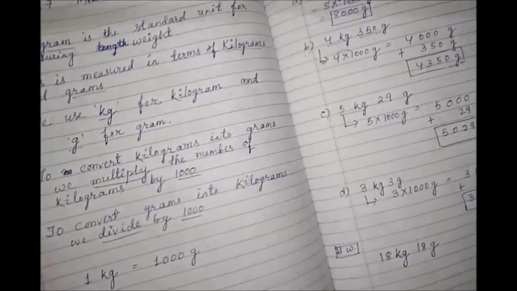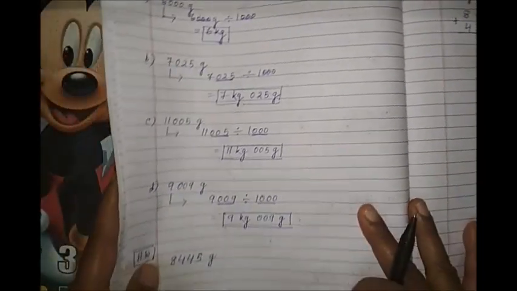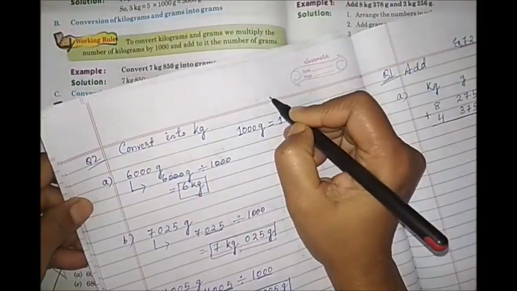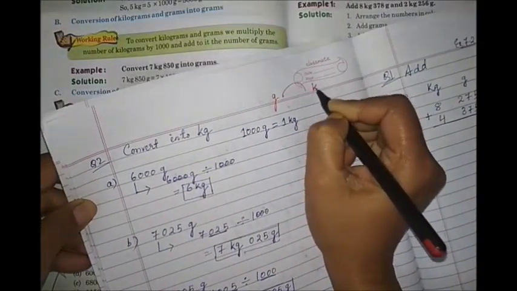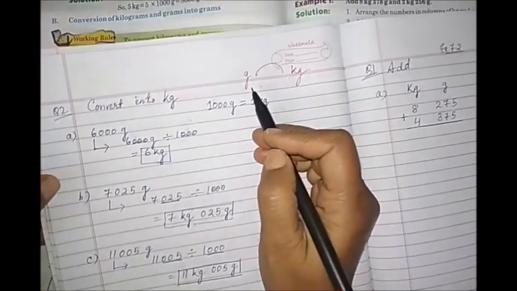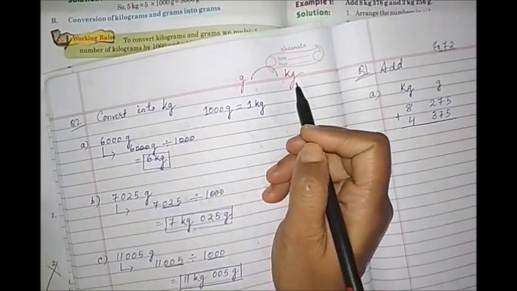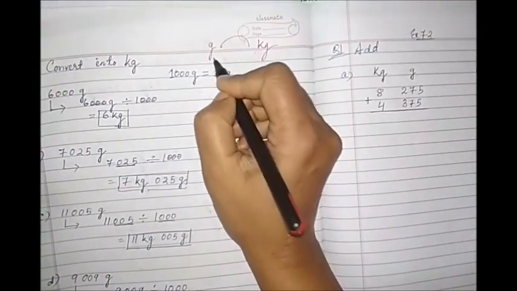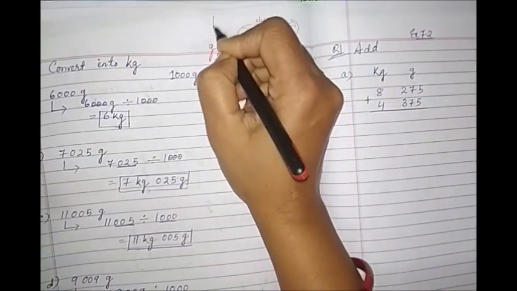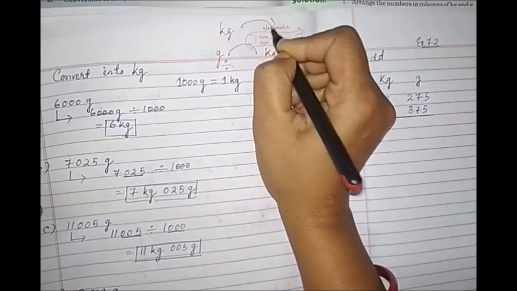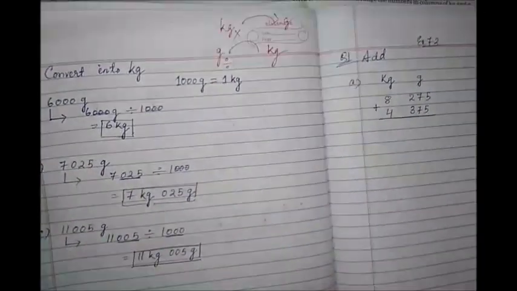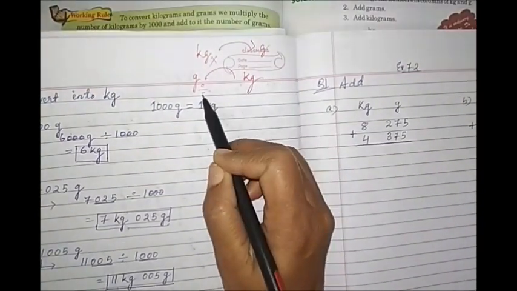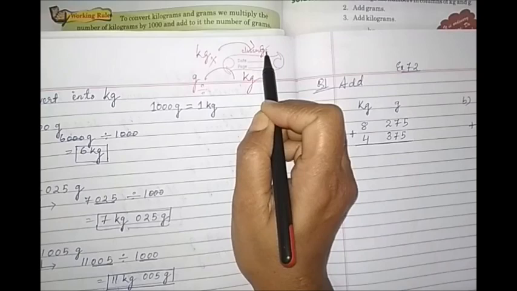So now next, see question number 2, just the opposite of question number 1. We have to convert gram into kilogram. See children, gram is a smaller unit and kilogram is a bigger unit. When you are changing a smaller unit to a bigger unit, you have to divide. And when you are changing a bigger unit into a smaller unit, you will multiply. Okay, remember these two things also. Smaller to bigger unit, divide, and bigger to smaller unit, multiply.